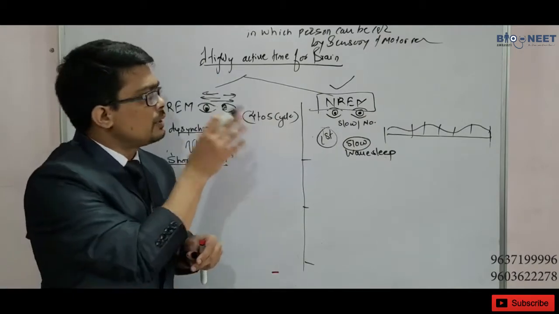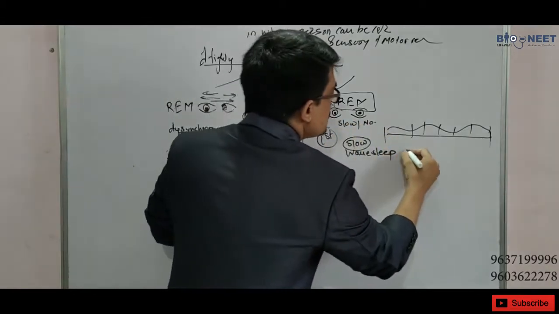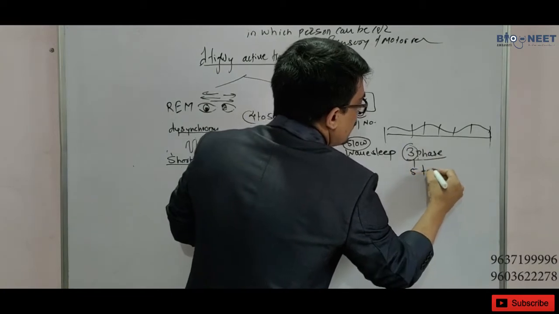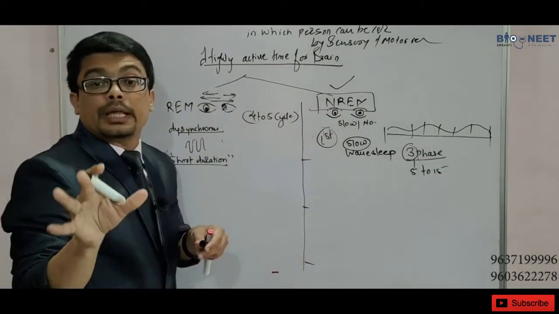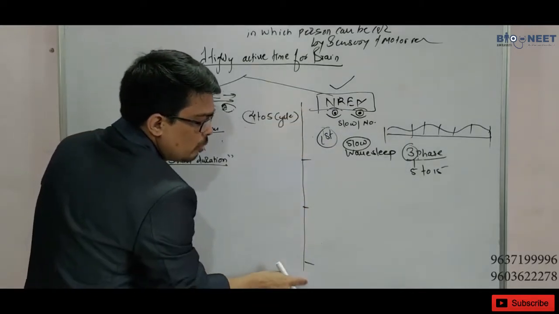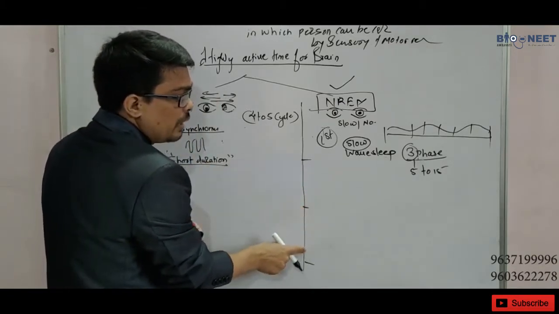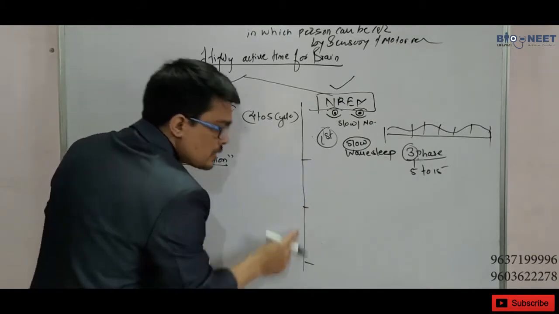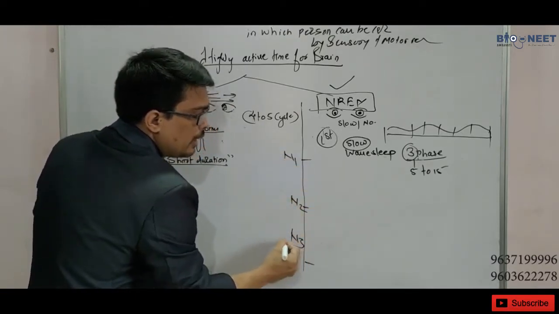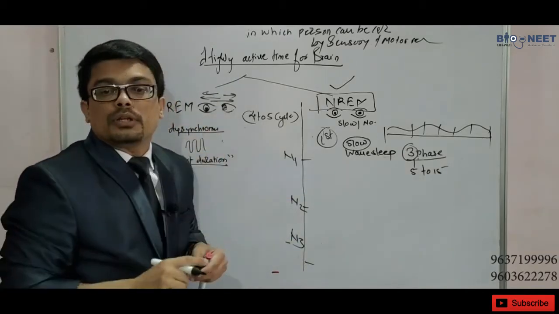These 3 phases of NREM sleep are each approximately 5 to 15 minutes at least. And a person should go through all these phases. This is very, very important. A person cannot skip these phases. A person has to go through all 3 phases, N1, N2 and N3, and then enter into REM. So these 3 phases are very, very important.